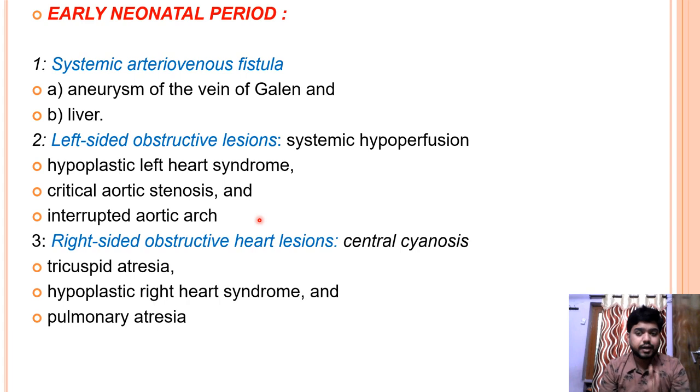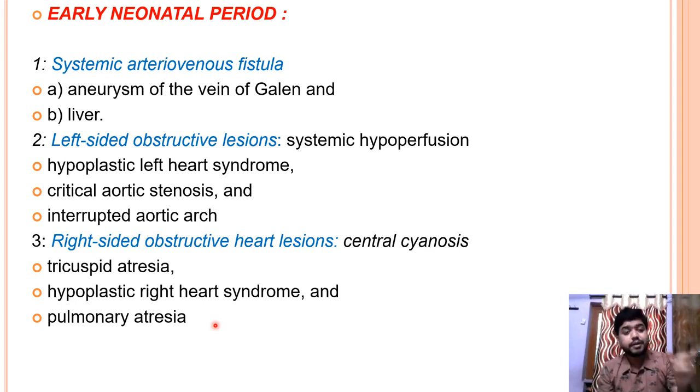Then right-sided obstructive heart lesions. How do they present? Because the right side is obstructed, there is no blood flow into the lungs, so the lungs are completely devoid of blood flow, there is no oxygenation, there is only mixing of desaturated blood, so there is central cyanosis. What are the right-sided obstructive lesions which present in the early neonatal period? Complete tricuspid atresia, hypoplastic right heart syndrome, or complete pulmonary atresia. Yes, because there is complete closure. Blood can't go into the lungs at all.